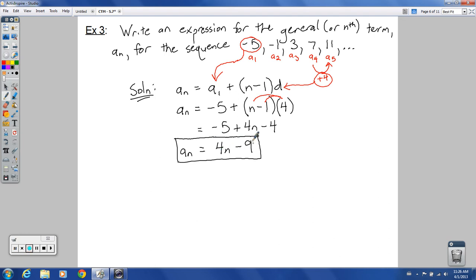This expression, this 4n minus 9, that part is going to give you what that is. Could you use this up here instead? Sure, but this is a kind of a simplified version of that based on the values we have here.